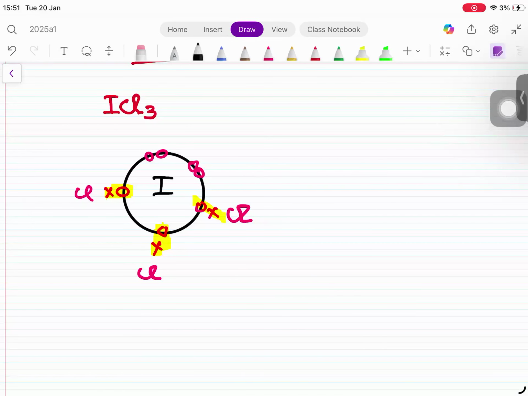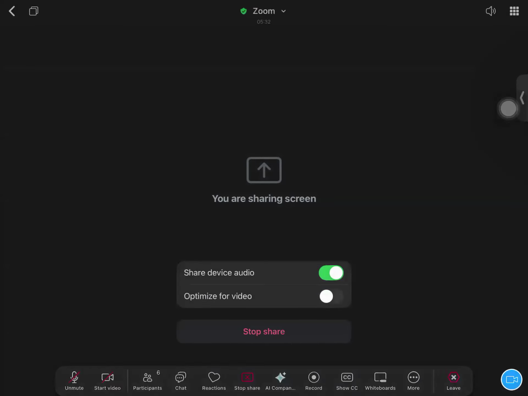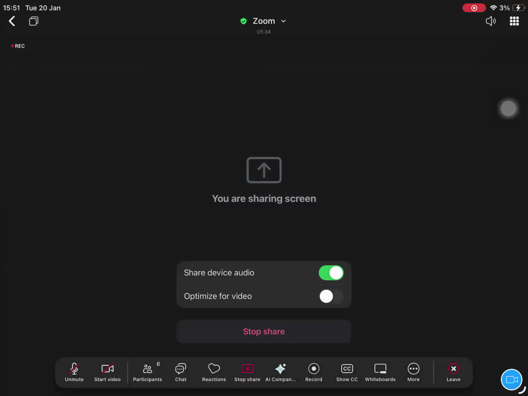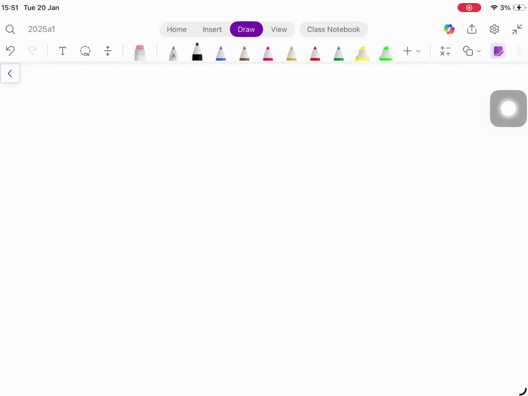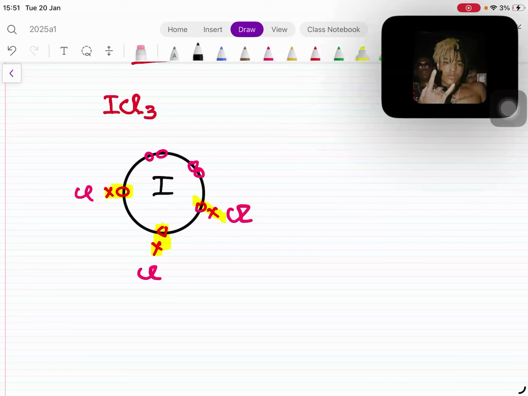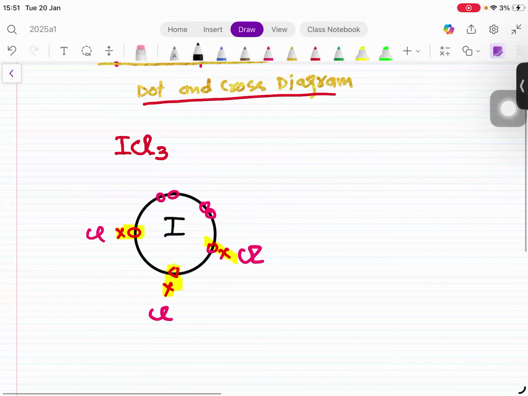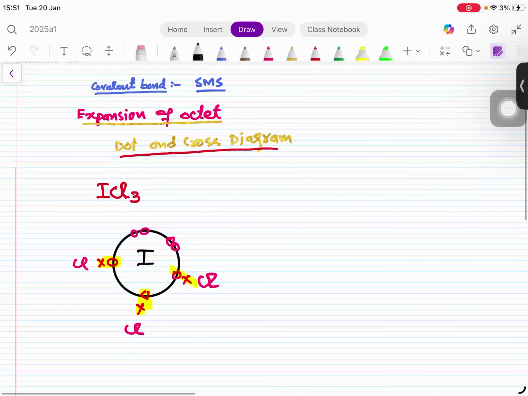सर आपकी आवाज़ नहीं आ रही। सॉरी बच्चों, ये तो आधा लेक्चर गुजर गया ऐसे। Again, look at this.